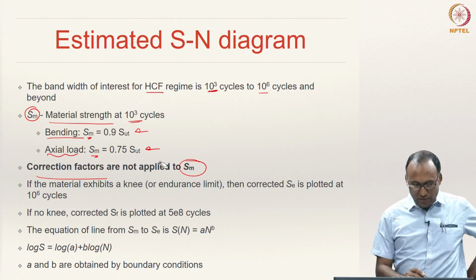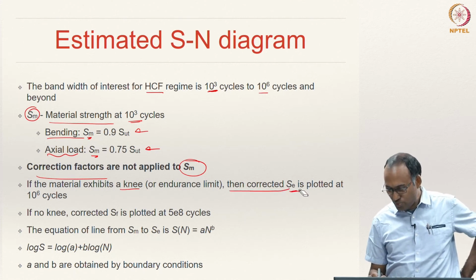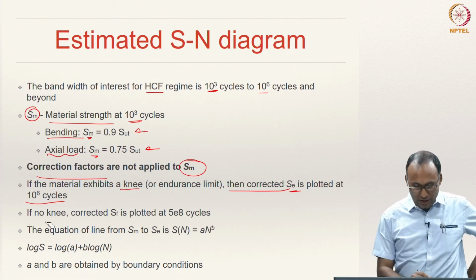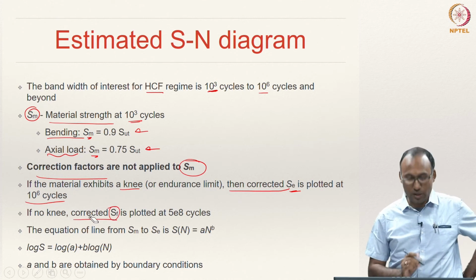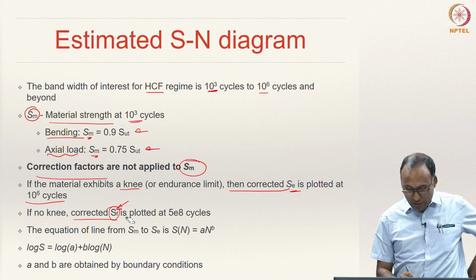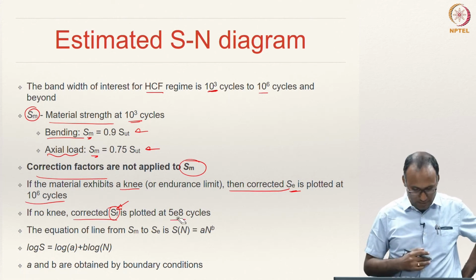Okay? If the material exhibits a knee or an endurance limit, then the corrected SE is plotted at 10 power 6 cycles, not the uncorrected one. If there is no knee, the corrected SF, this is not endurance strength, this is fatigue strength, because there is no endurance limit, is plotted at 5 into 10 power 8 cycles. Okay? These are the guidelines.